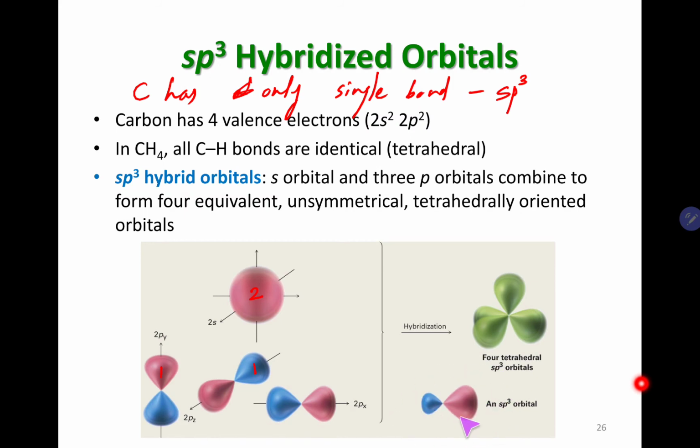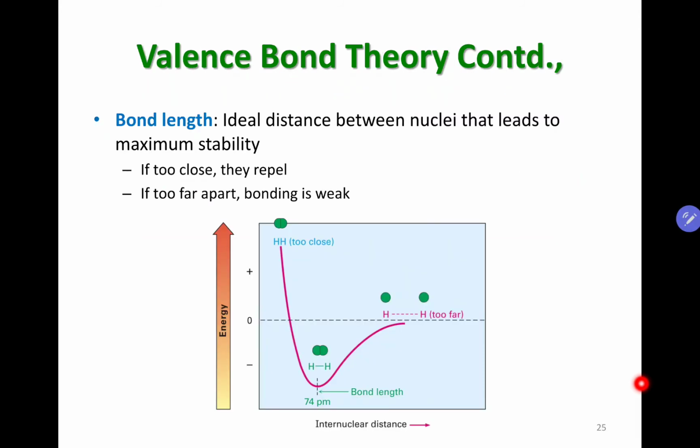They are unsymmetrical. You remember that p orbitals have a dumbbell shape, right? This one is like a balloon. It is asymmetric, it is not similar. The blue part and the red part are not equal in size like in the p orbitals. So they are asymmetrical, or you can say unsymmetrical. They're like a balloon, so keep that in mind.